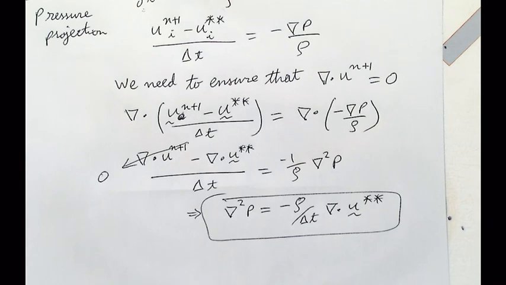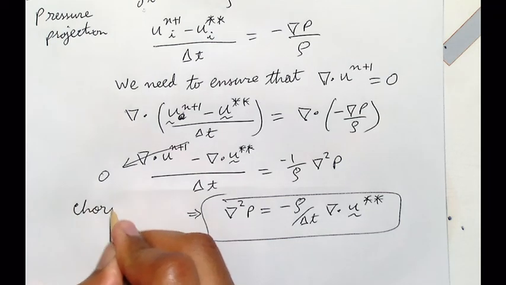If I remember correctly, this is Chorin's projection method, 1965 or something. Yeah, it's a very nice, compact method. It's been more than 40 years. Okay. Yeah, this is called Chorin's projection method. This is the guy who came up with this.